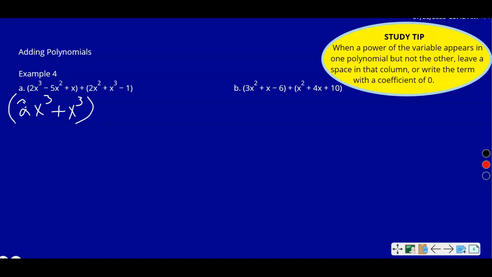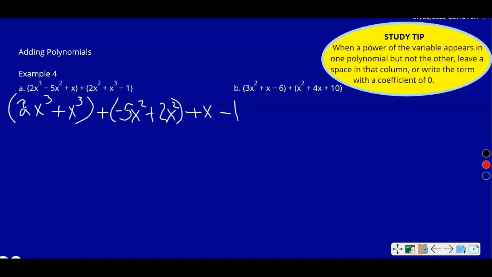So then I'll do my x squareds. That's my next largest exponent. So I'm going to have plus negative 5x squared plus 2x squared. And then I have plus x and minus 1. Those do not have like terms, so we'll just bring those down.